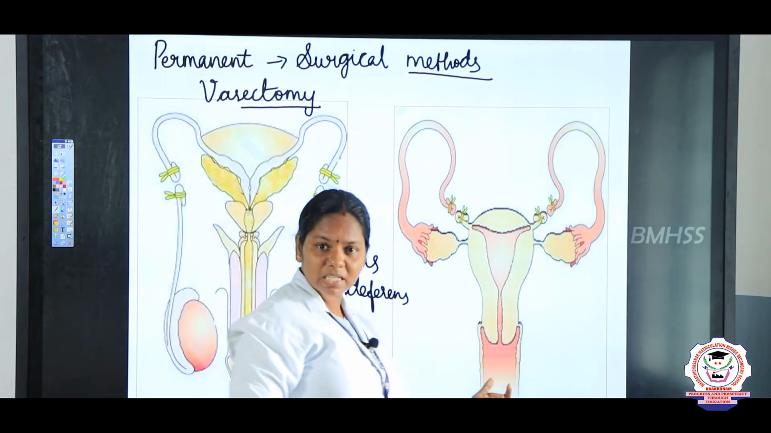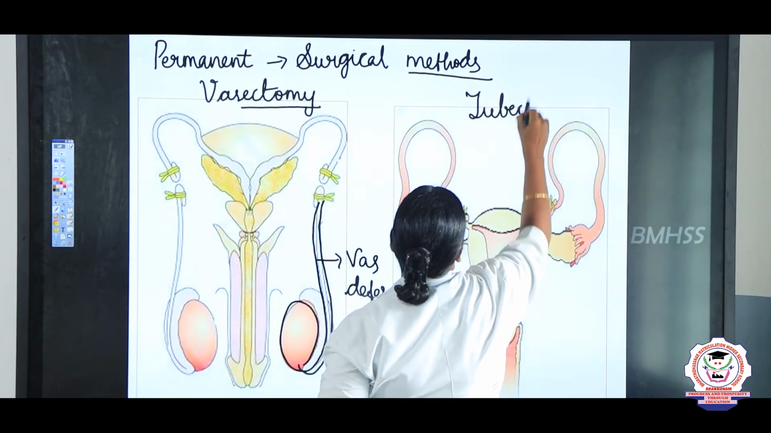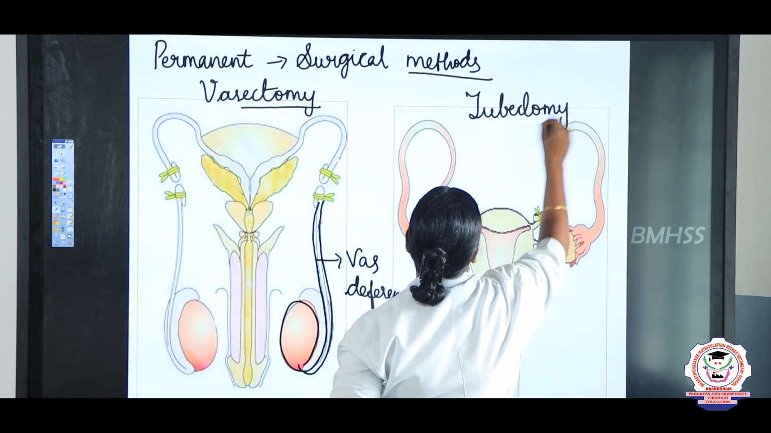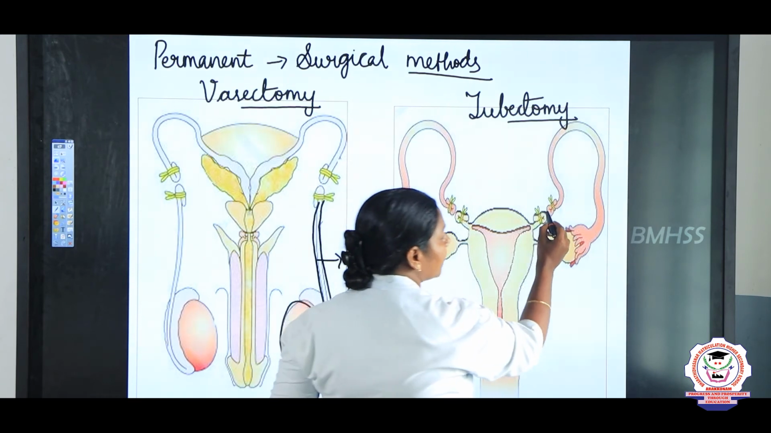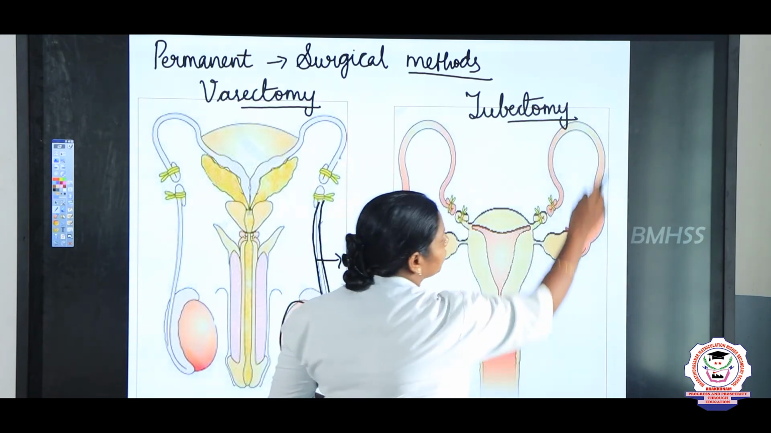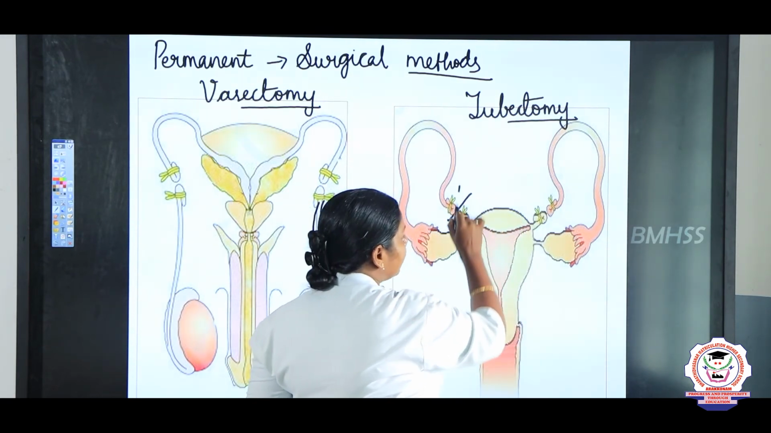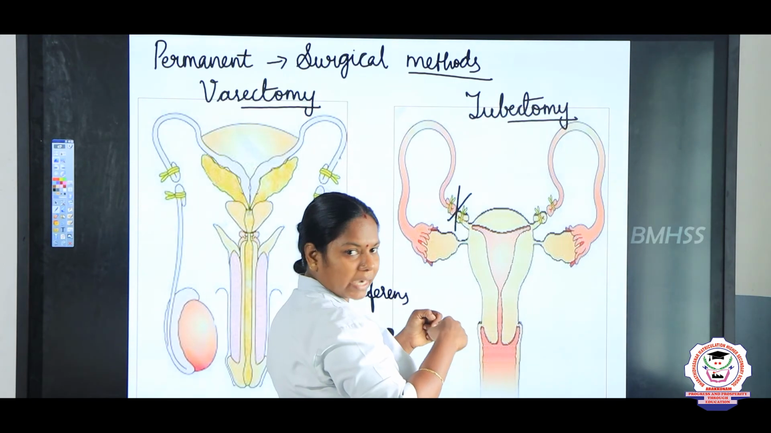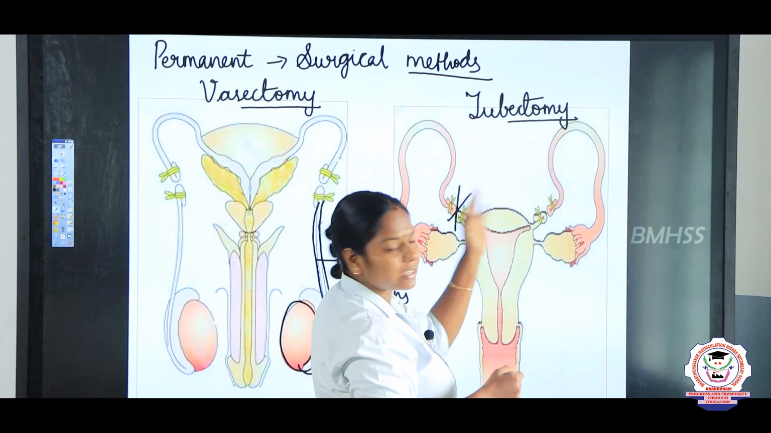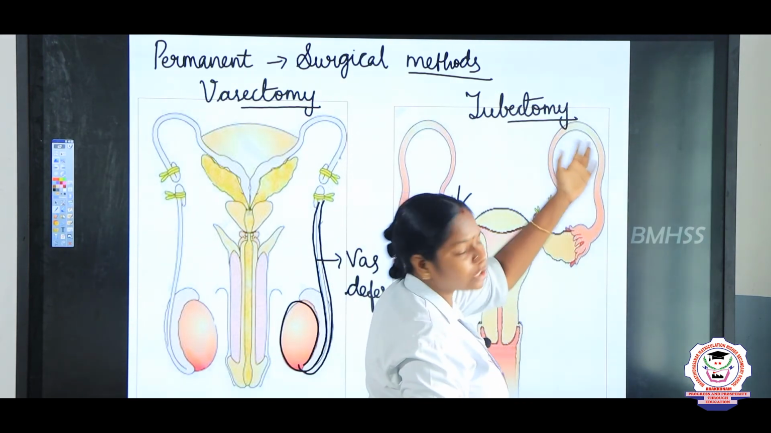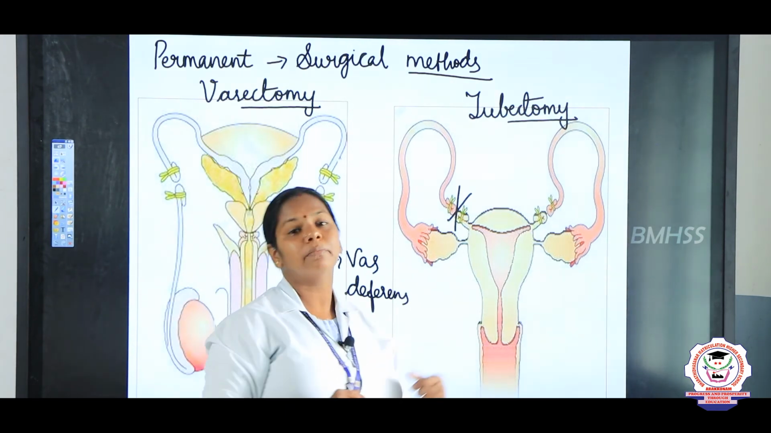The next one is a female sterilization method, tubectomy. Ectomy means cut, and tube refers to the fallopian tube. Just look into this picture, children. The fallopian tube transfers the egg to the uterus, right? Here the fallopian tube is cut and ligations are performed. So the egg is not transported through the fallopian tube and the sperms are not allowed to enter the fallopian tube for fertilization. So this is a female sterilization method.